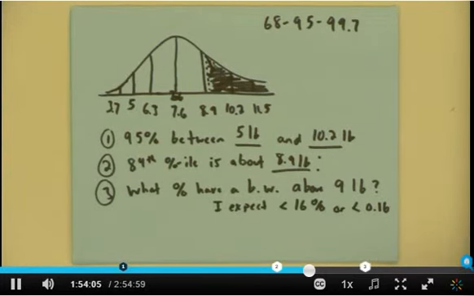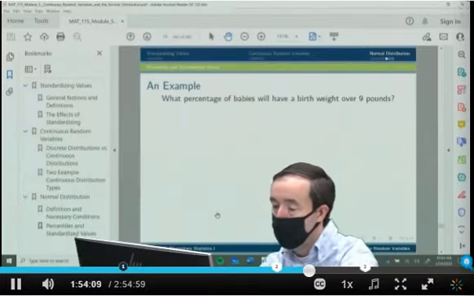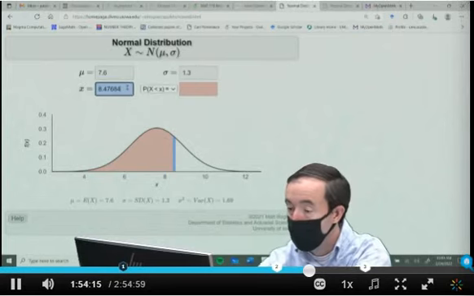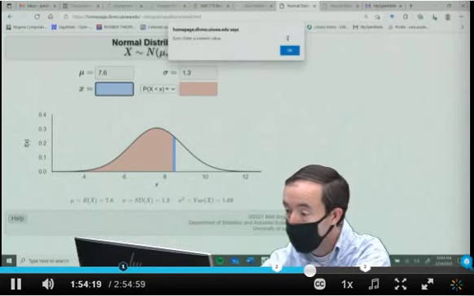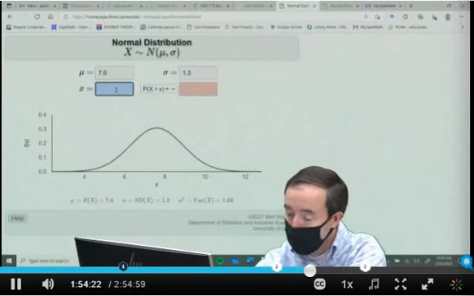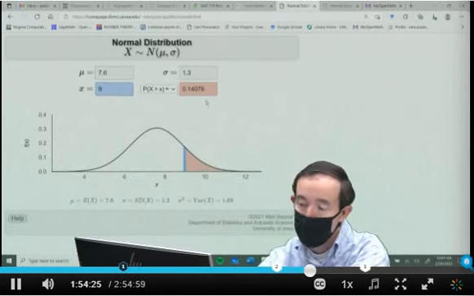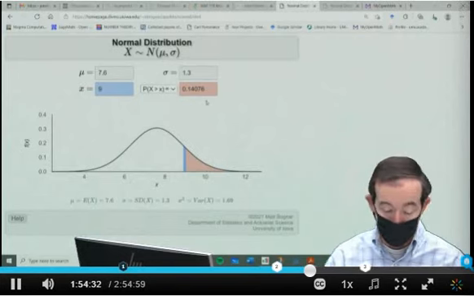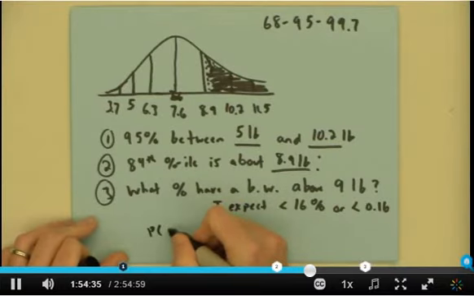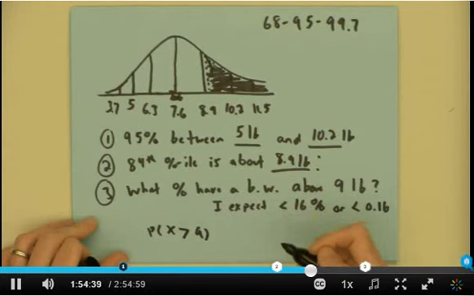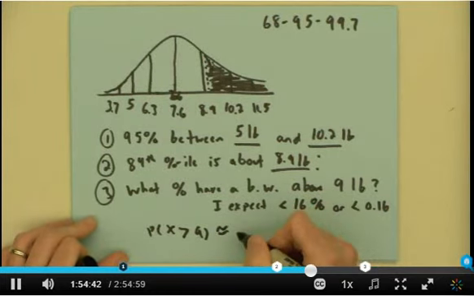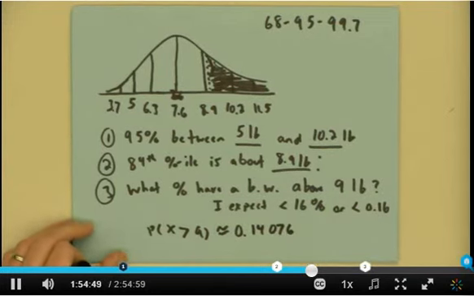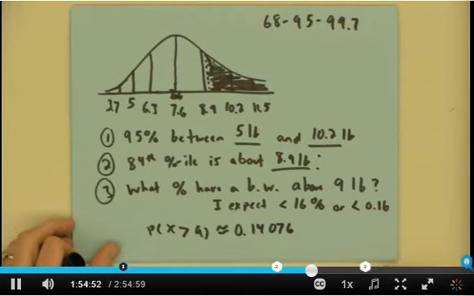All right, let's check the calculator. That one, and I want to find over 9. So the probability is 14%, which lines up with the little bit less than the 16% that I expected. Okay, so my probability that my birth weight is bigger than 9 is approximately 0.14076. Okay. Now that's what I get from the calculator. Let me show you how you would do this using the table of values.